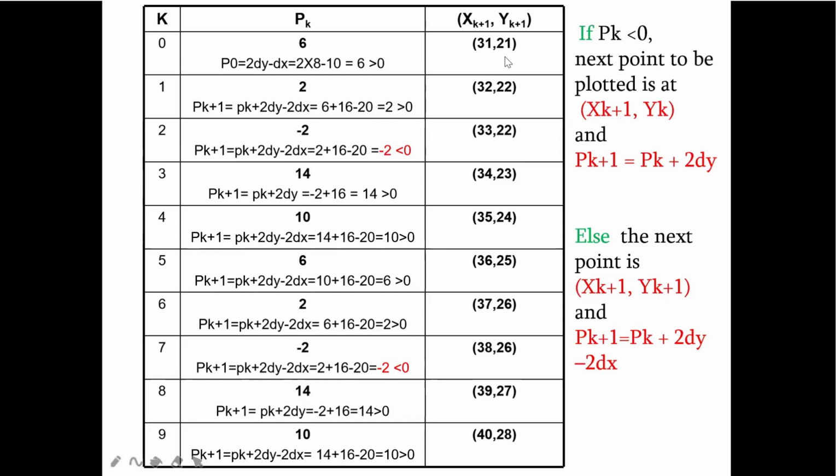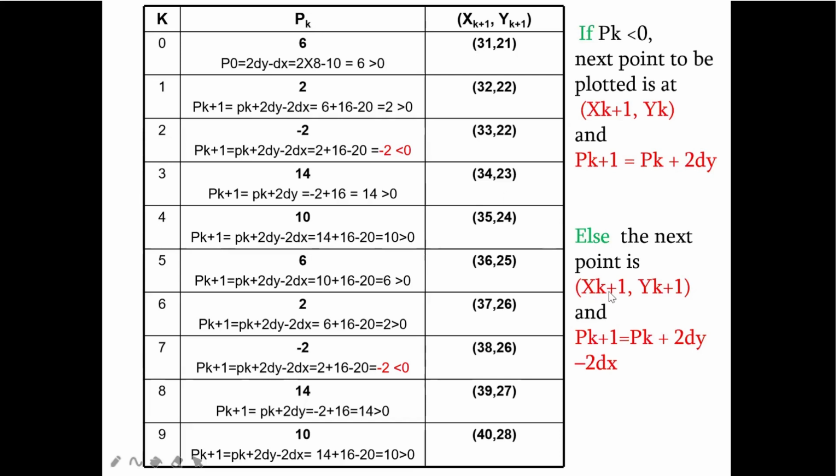Now in the next case, with the p0 value we got, when I put the value of k equal to 1 in my next step, I have to calculate pk plus 1, because the k value also got increased. How will I calculate that one?